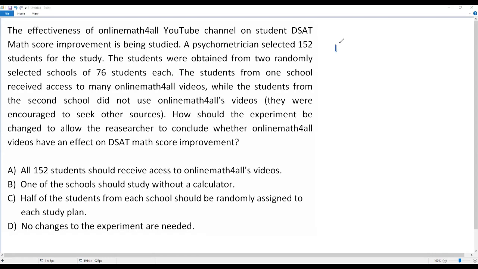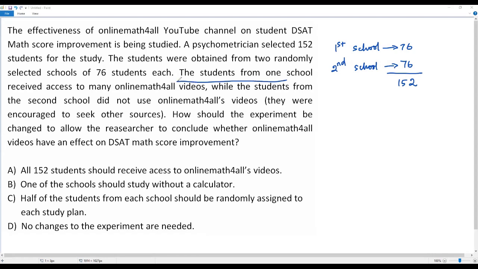Okay, now let me write this stuff over here. From the first school, 76 students are selected. From the second school also, the same number of students, that is 76 students, are selected. When we add them, we get the total, that is 152 students. Okay, now let's go to this information.